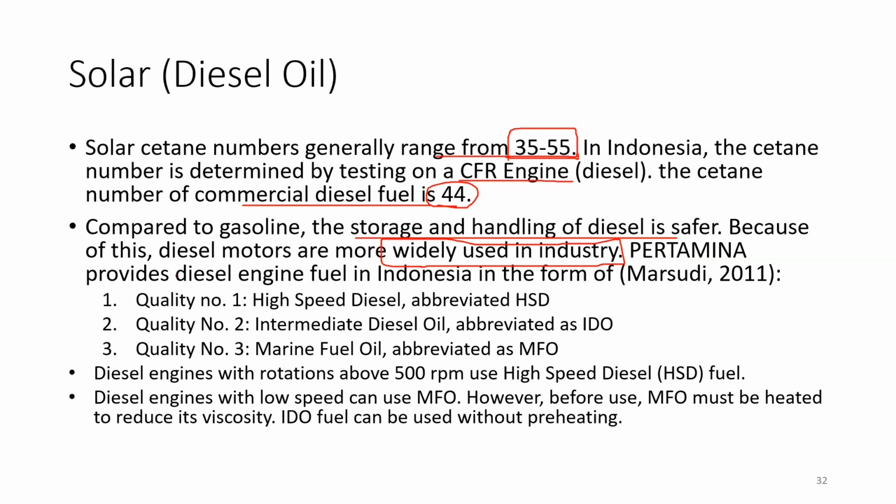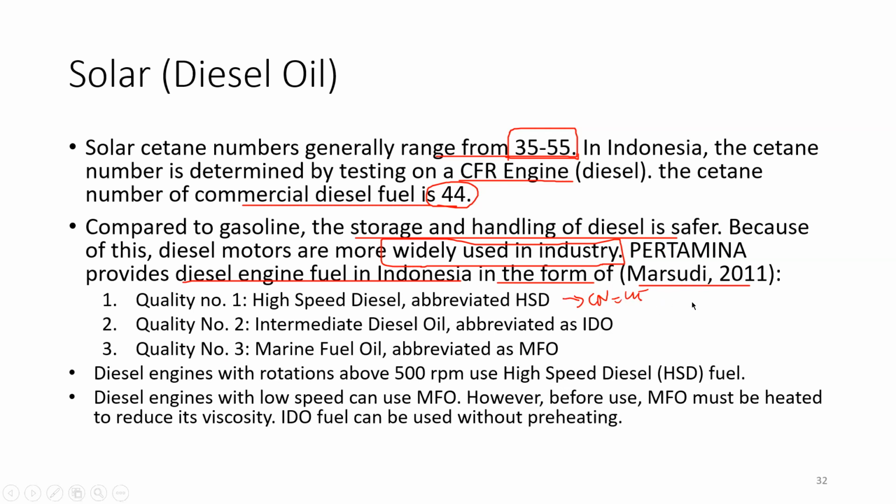So Pertamina provides diesel engine fuel in Indonesia in 3 different forms, based on the Marsudi reference. The first one is based on quality. Quality number 1, we call it high speed diesel. High speed diesel is a type of diesel fuel that has a cetane number of around 45. This type of fuel is generally used for diesel engine transportation, which commonly uses a mechanical pump injection system.